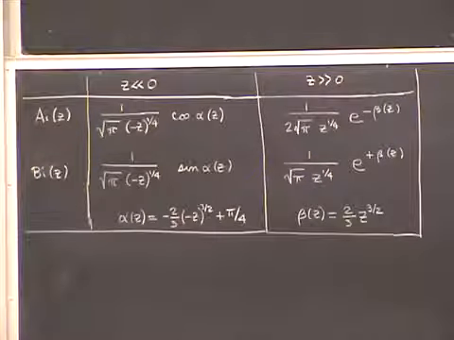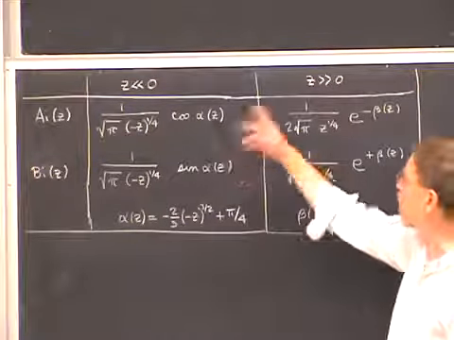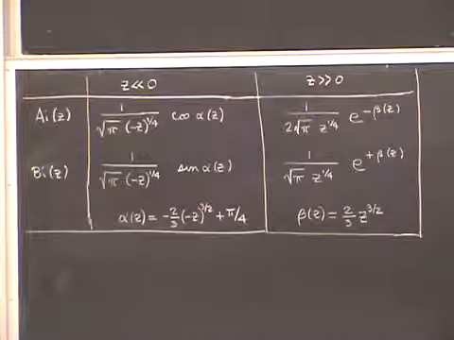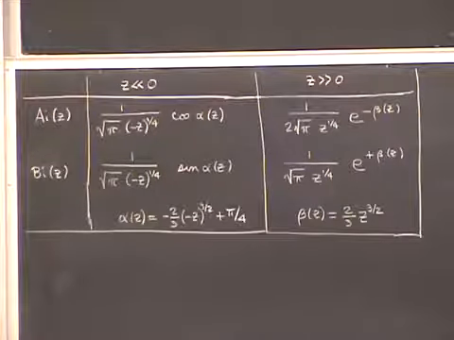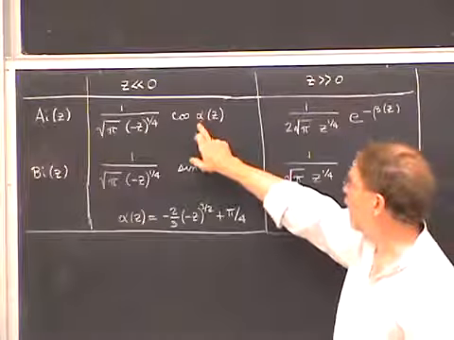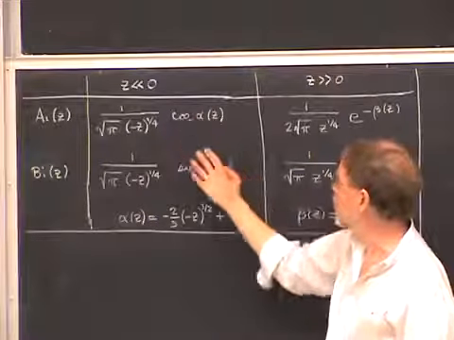But what you can recognize is that these are asymptotic forms valid for large and small z. What you can recognize is that there actually are WKB forms. You see, in the classically allowed region, which is z negative, you've got cosine and sine terms.